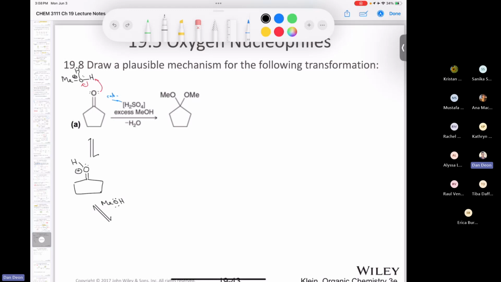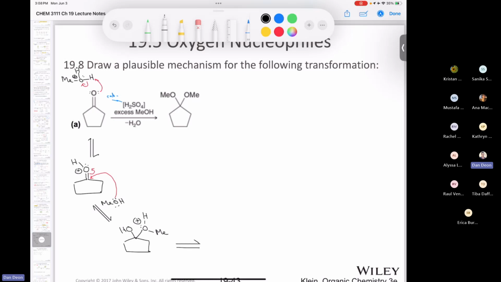So now the methanol is going to come in as a nucleophile. So we're going to do a nucleophilic attack. We can't have 5 bonds to carbon, and so we have to break the pi bond. And so that's going to give us our 5-membered ring. We're going to have our hydroxyl group, and our oxygen with a hydrogen and our methyl group on it. So it's got a positive charge.